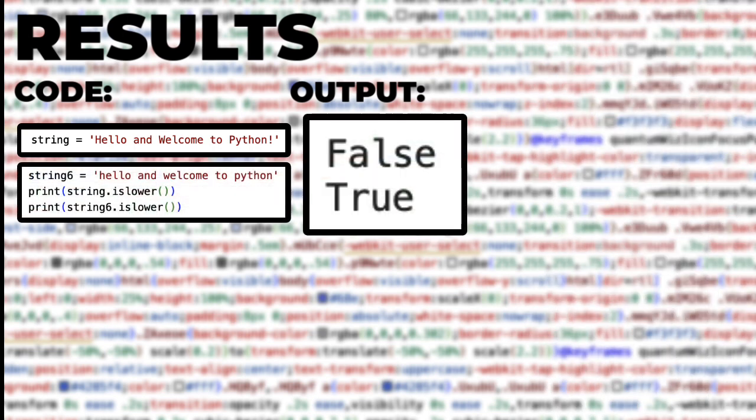For the next function we have islower. This will check that every value in the string is lowercase. If so, it will return true. If not, then it will return false. So for our first example, our regular string returns false, but then I have made a string that contains only lowercase values. So now when we run this string through the function, it returns true.